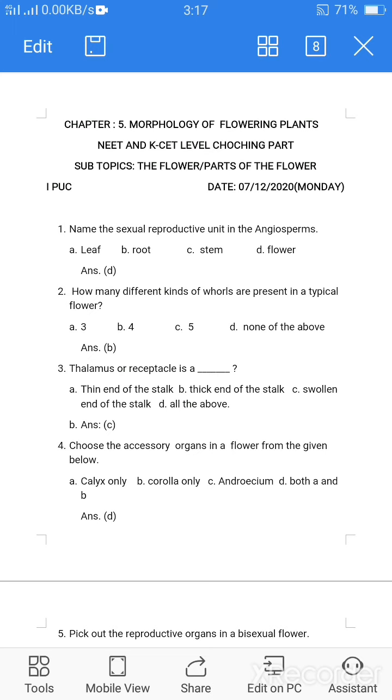Next, fourth question. Choose the accessory organs in a flower from the options given below. Option A, calyx only. Option B, corolla only. Option C, androecium. And option D, both A and B. In the first and second questions, we had a discussion about this concept. In a flower, the accessory organs are calyx and corolla together, called accessory parts. So the correct option is option D, both A and B. Understood? Next, fifth question.